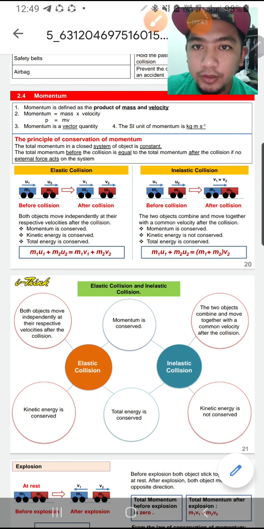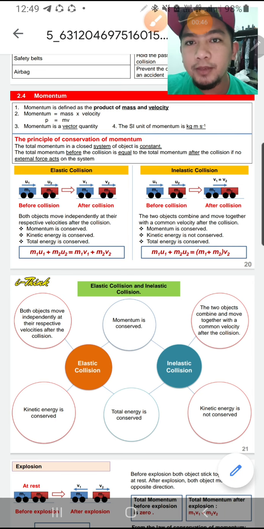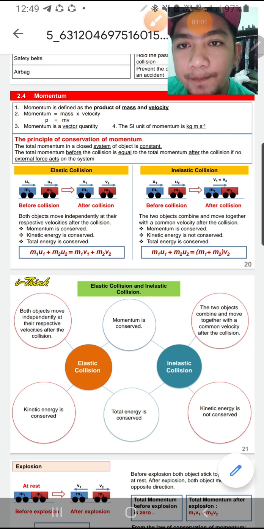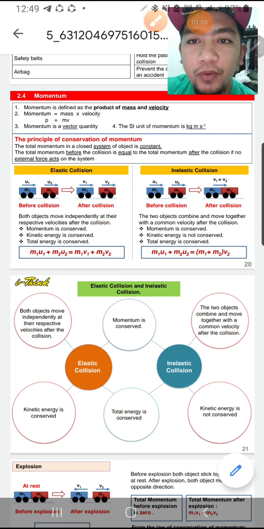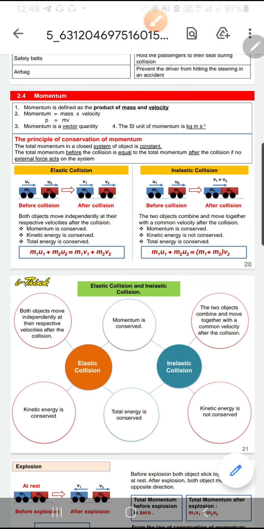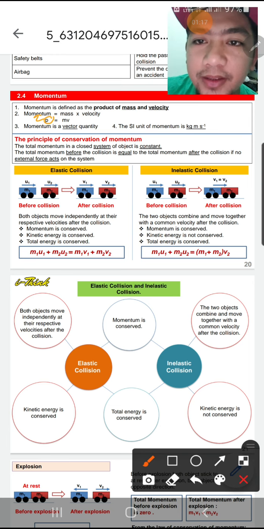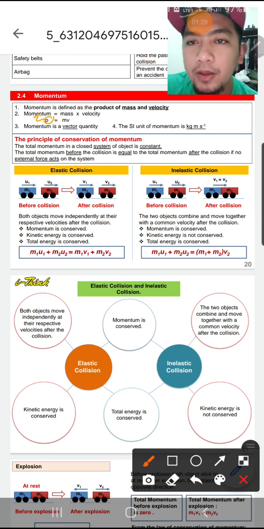First of all, we need to define momentum. Momentum is defined as the product of mass and velocity. The product means multiplication. You need to multiply mass and velocity to get the momentum, right? Look at the formula. Momentum is equal to mass times velocity, or we can write it as P, where P refers to the momentum, equal to mv. m stands for mass, v is velocity, right?